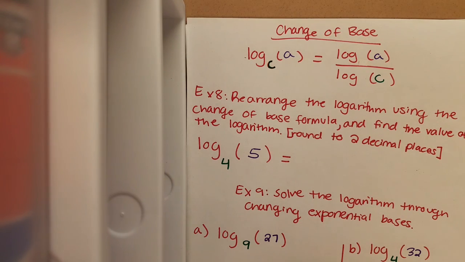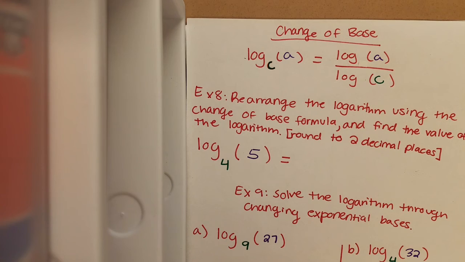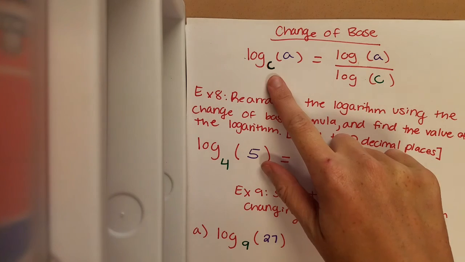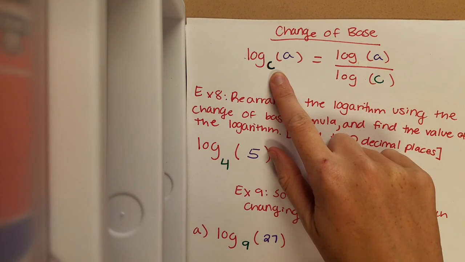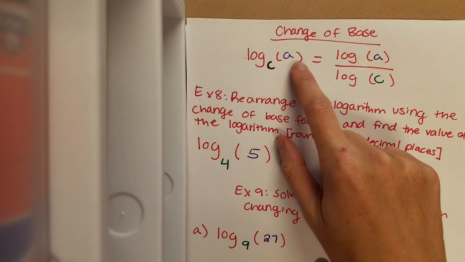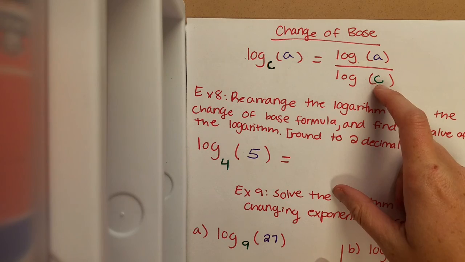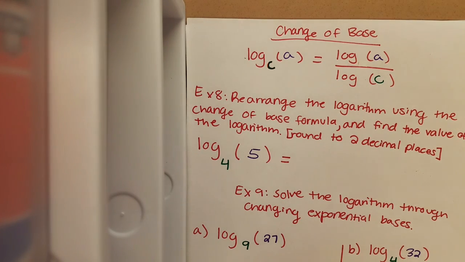Using the change of base, it says rearrange the logarithm using the change of base formula and find the value of the logarithm. We're going to round to 2 decimal places. All the change of base formula says, in order to change your current base into a new base, is you put the number inside the log in the numerator and the current base in the denominator. And you can change it to whatever base you want.